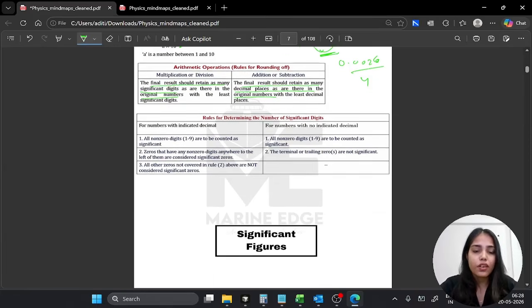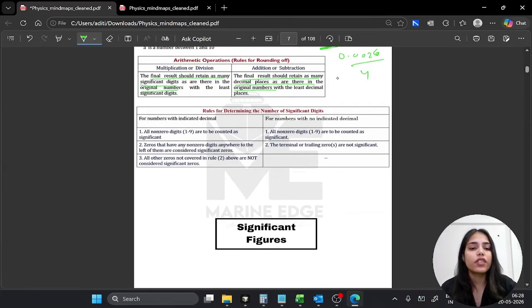Now, rules for determining the number of significant figures. All non-zero digits should be counted. When we're talking about decimals, all non-zero numbers should be counted, and the same is the case without decimals. Next, zeros having a non-zero digit anywhere to the left of them are considered significant. This is only for the case of decimals. In non-decimal numbers, trailing zeros are not significant.